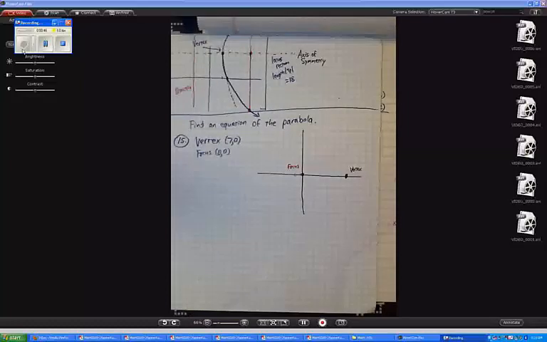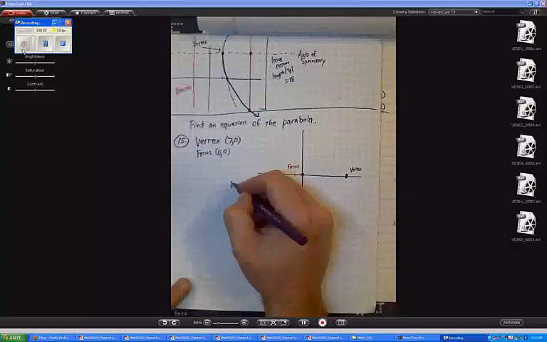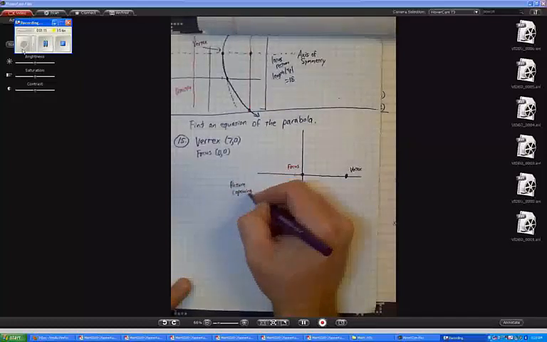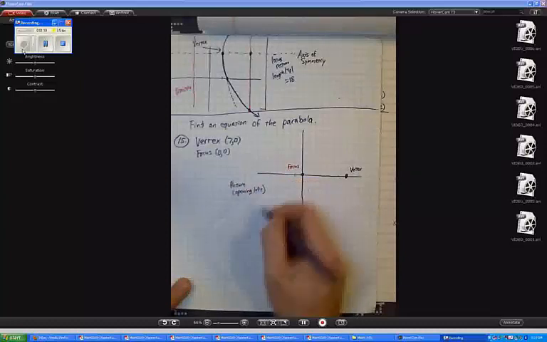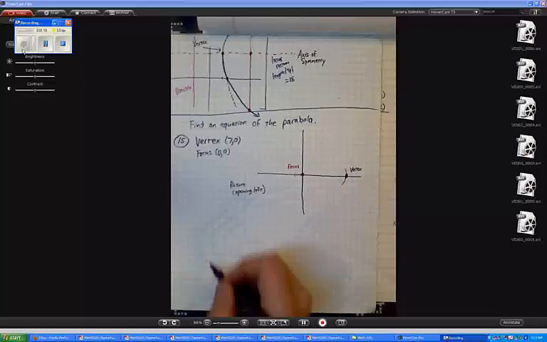So one of the reasons that you need to draw a sketch is you have to figure out which form of the parabola to write down. See that form up here on the board? That's not the correct one. From the picture, I can tell already that it's going to open up to the left, right? So I can get the correct form.